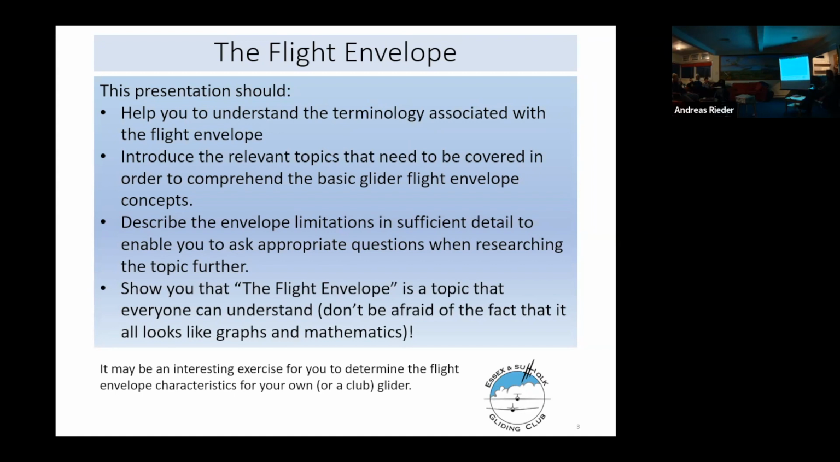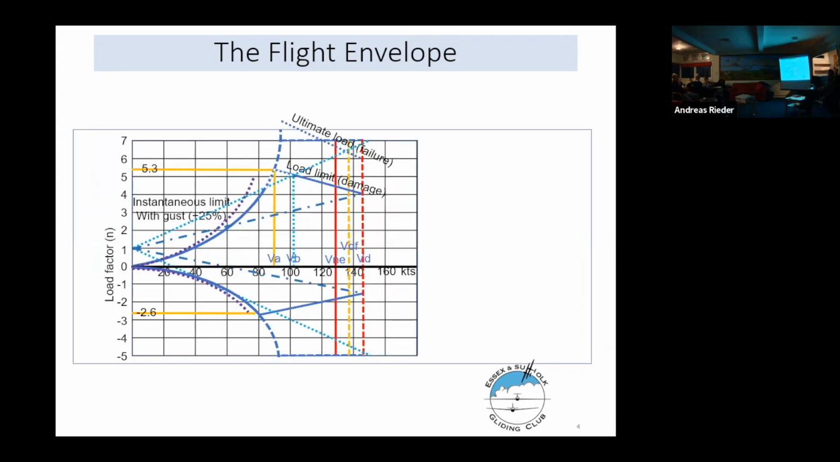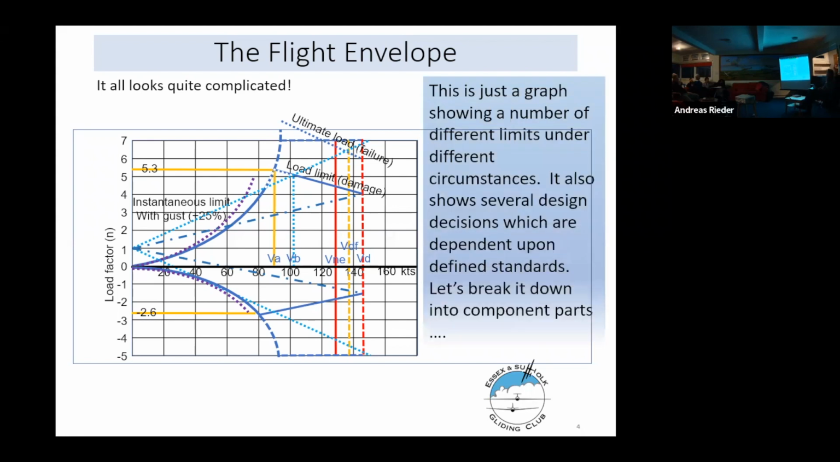Now, unfortunately, when you turn to most chapters in books about flight envelopes, they present you with a diagram like that. And an awful lot of people say, I have no idea what any of that means. I'm going to give up at this point, skip this chapter and move on to something else. But although it looks very complicated, most of it is a series of simple steps. So what I'm going to try and do is to explain what all these various bits and pieces are.